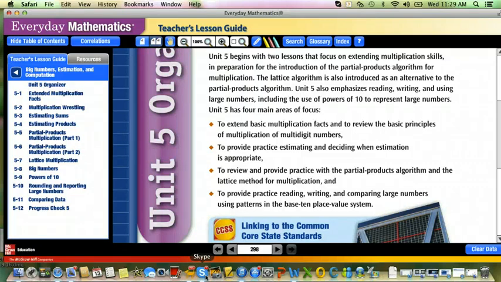Also, with the partial products, which will be 5.5 and 5.6, this one you're going to need to take some deep breaths on. I will be putting up videos for you to watch me actually running through, and I will actually pull problems from the homework so that you can see how to do it.